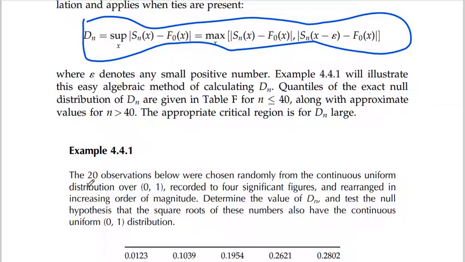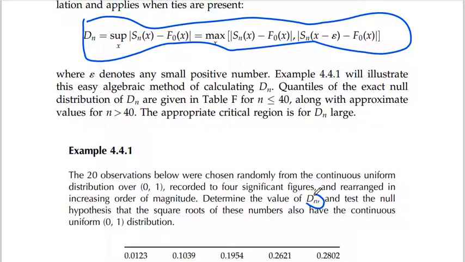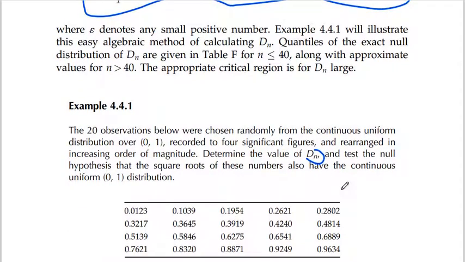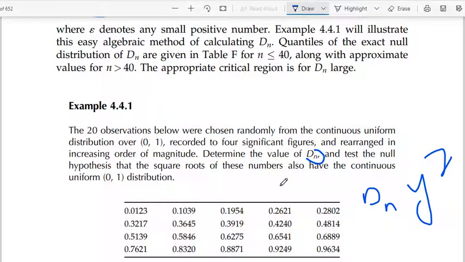The 20 observations below are chosen randomly from the continuous uniform distribution with parameters 0 and 1, recorded to 4 significant figures and rearranged in increasing order of magnitude. Determine the value of Dn, and test the null hypothesis that the square root of these numbers also have a continuous uniform distribution. First we find Dn, then we need to square. The null hypothesis is that the square root of these numbers has a continuous uniform distribution. You can observe this result follows a beta distribution.